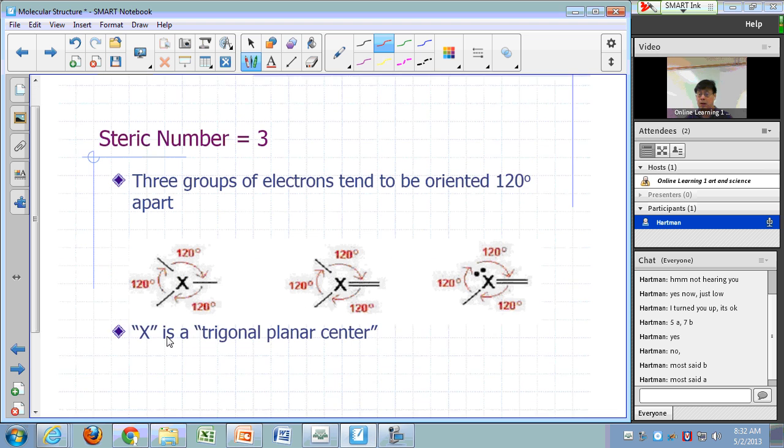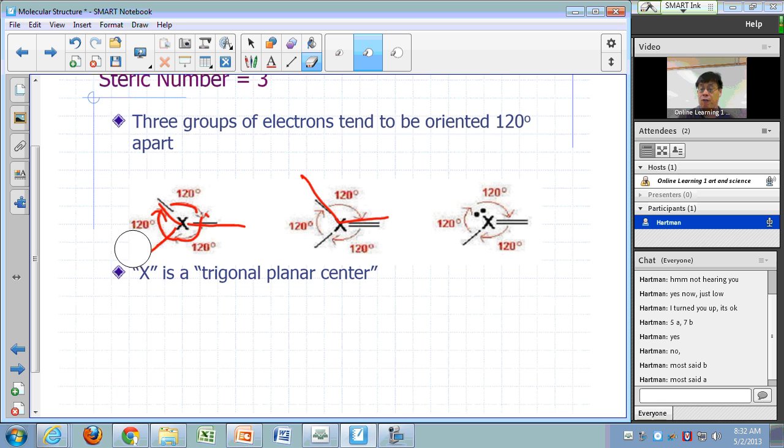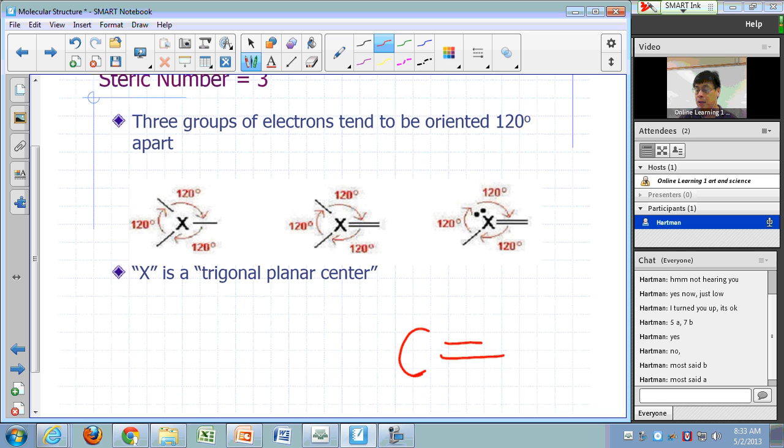Okay. So if the steric number is 3, then for them to stay as far away from each other as possible, those three groups must be 120 degrees apart. So it's 120, 120, 120. Remember, full circle is 360. So that's a 120 degree angle between them. Right? So if you have, for example, a carbon atom that has a double bond and two single bonds, like formaldehyde, for example, then if I were to ask you what this angle right here is, it would be close to 120 degrees.